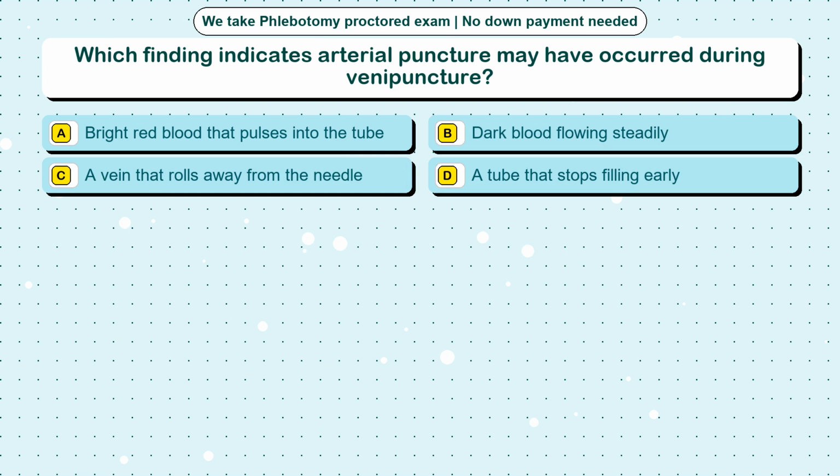Question 68. Which finding indicates arterial puncture may have occurred during venipuncture? Option A. Bright red blood that pulses into the tube. Option B. Dark blood flowing steadily. Option C. A vein that rolls away from the needle. Option D. A tube that stops filling early.